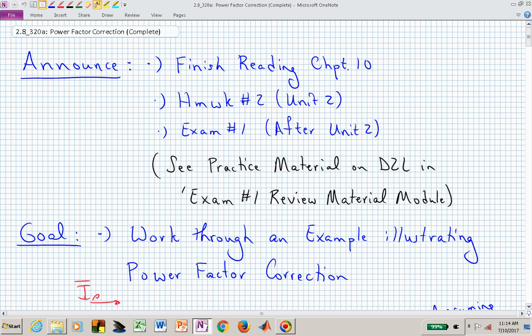You should be finishing your reading of chapter number 10 and starting to complete homework number 2. We're getting close to the end of unit 2, and you can find practice material for exam number 1 in the module labeled exam number 1 review material in D2L.